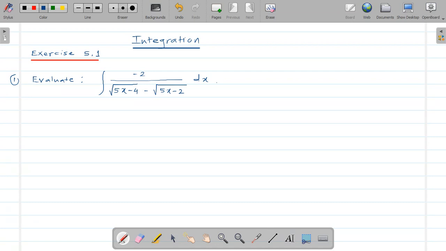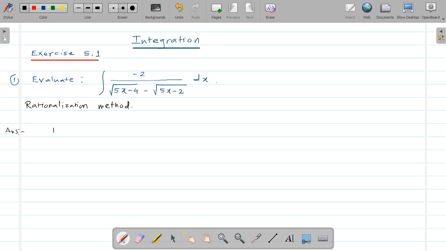Now to evaluate this integration, first of all, if you observe the denominator, the term in the denominator is irrational. So if we rationalize the denominator, then you will get the simplification. So here we have to use the rationalization method. Remember, rationalization method to simplify the denominator. Now how will you get the rationalization?